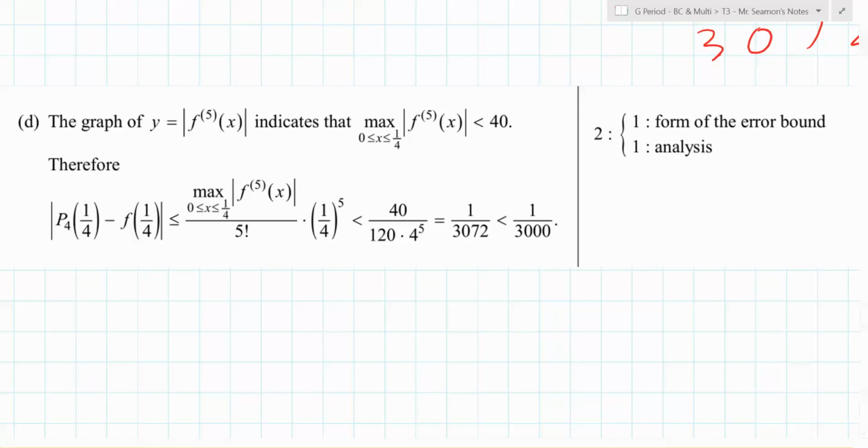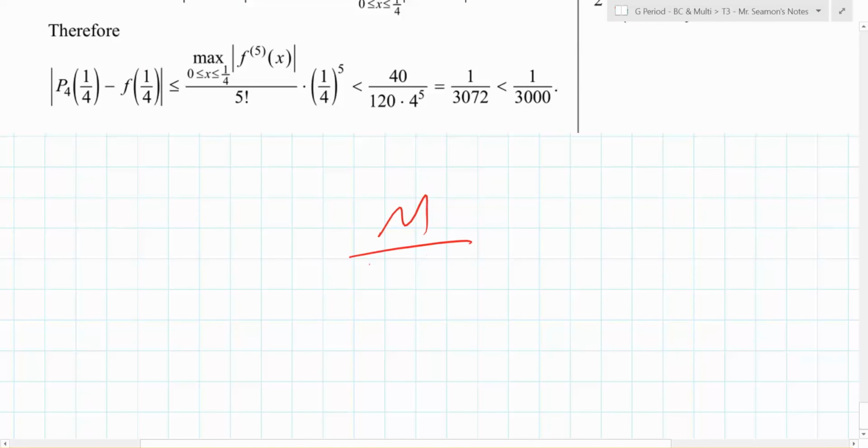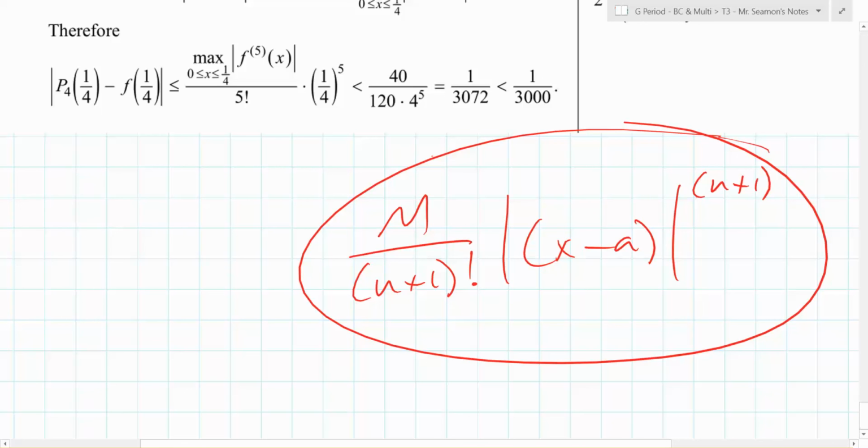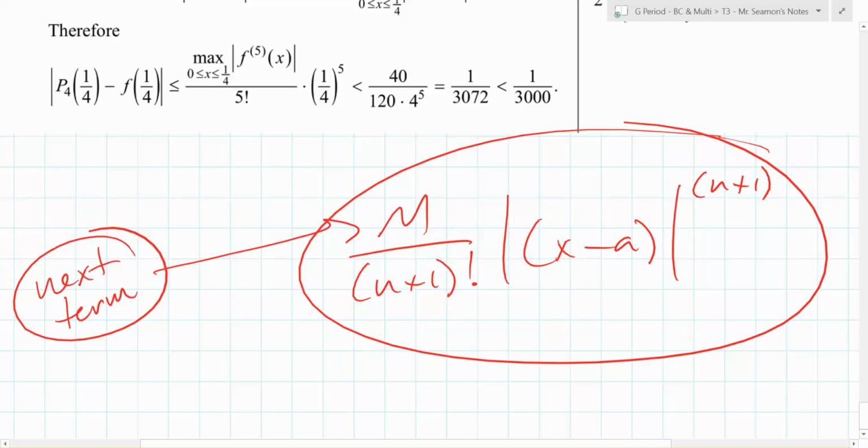Next term. The key thing to remember is next term. An equation, and you have to remember this: M over n plus 1 factorial times x minus a to the n plus 1. You have to remember that this right here is the next term. It's really common that they'll ask you this because this is definitively a BC topic. Definitively.